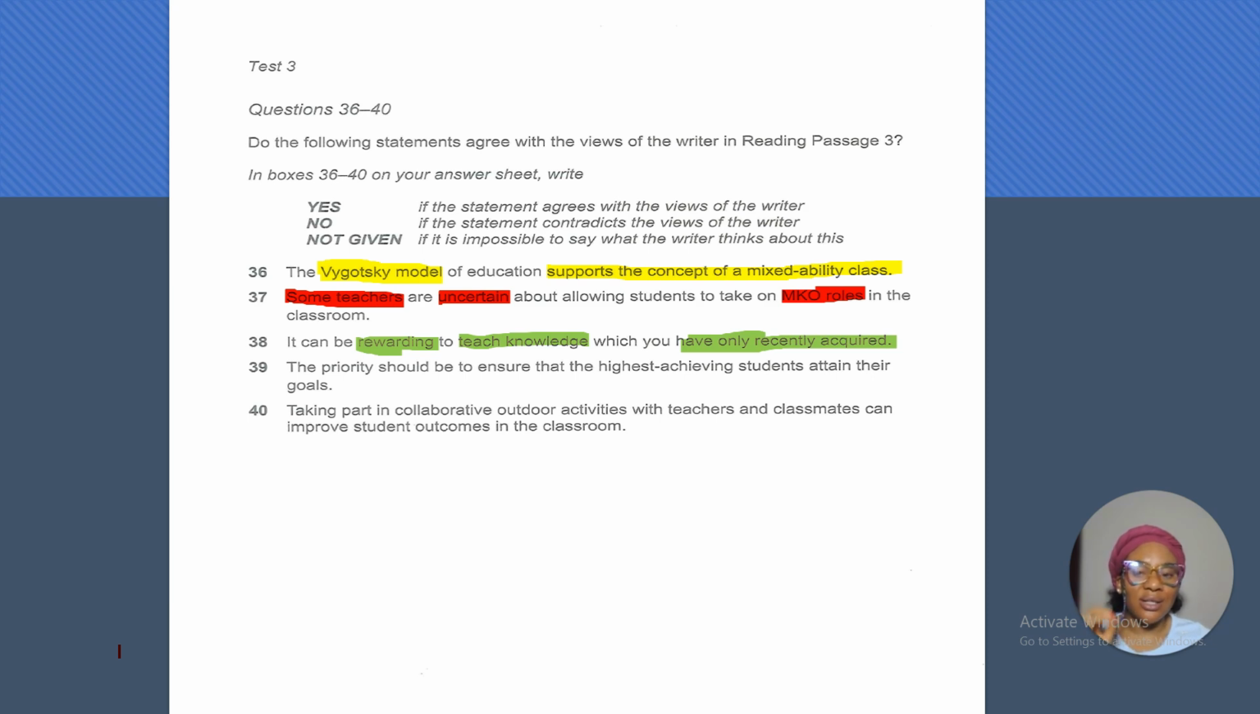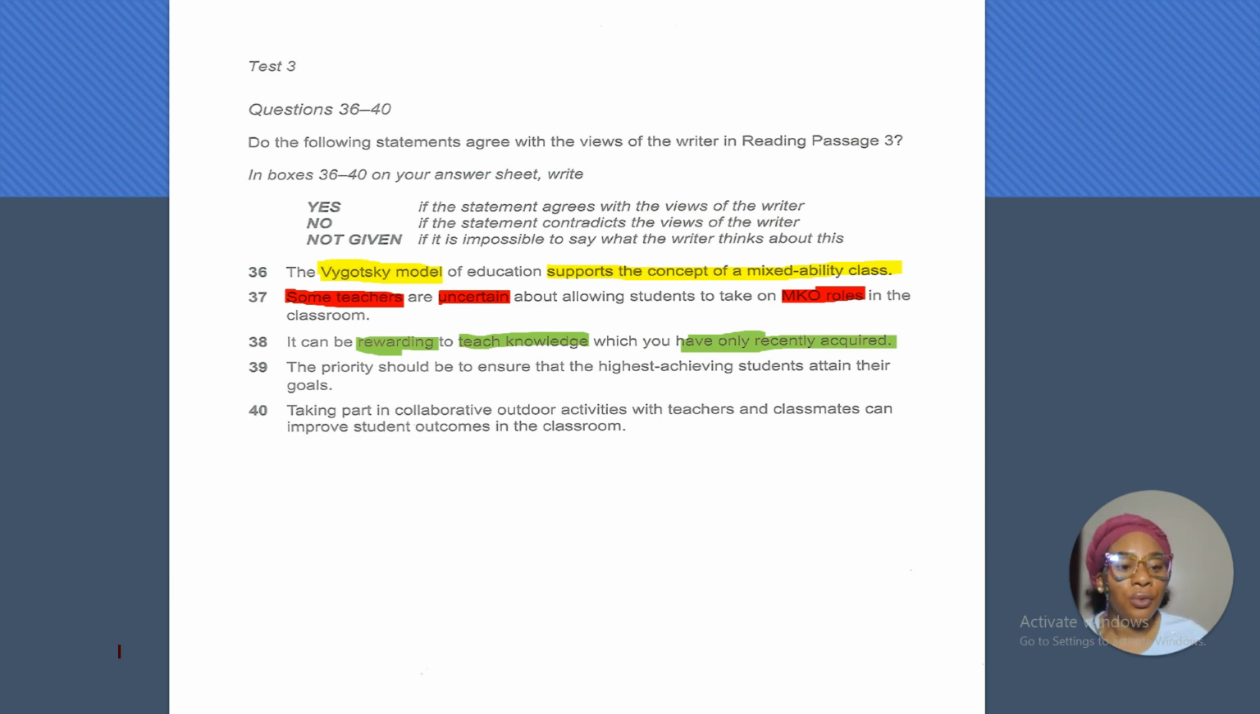So this 37 is saying that some teachers are uncertain, they're unsure about allowing students to take on MKO roles. But the passage did not say that. This meaning now, this idea, this main point in this question is not found in the passage. Instead, at some point, I am now seeing keywords that have to do with number 38. So 37 is not given. So I hope you understand. 37 is not in the passage. There is nowhere they said that teachers are not sure about using it.